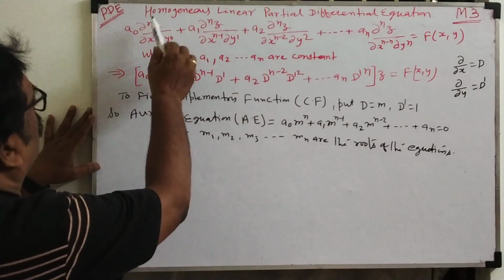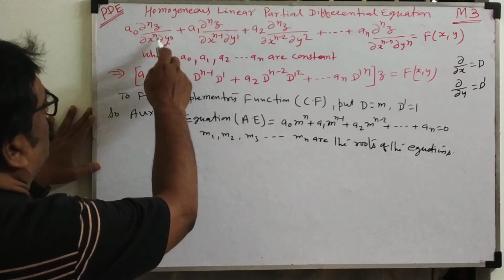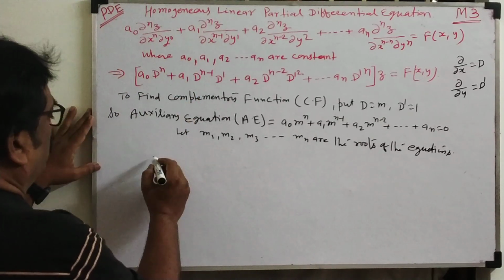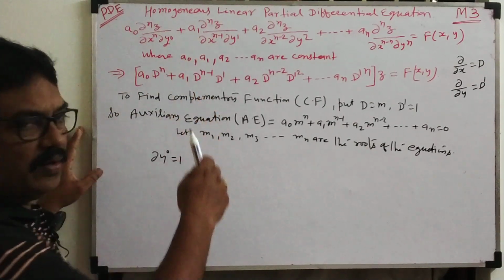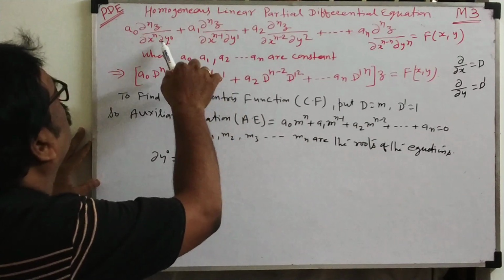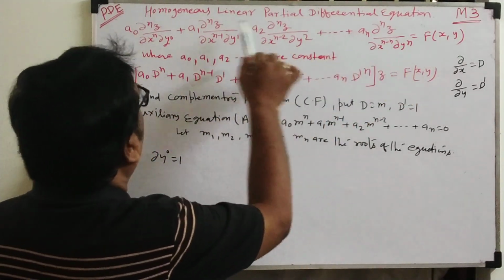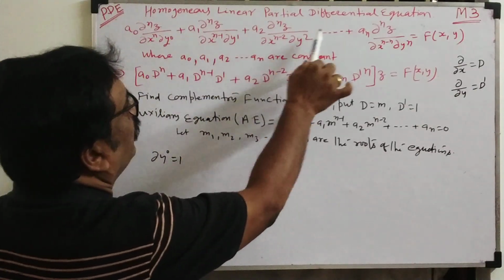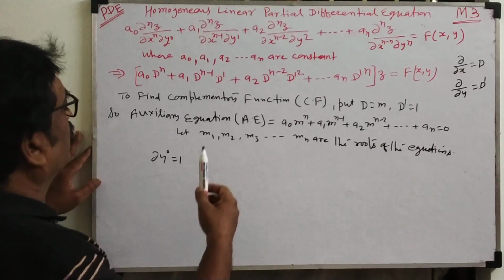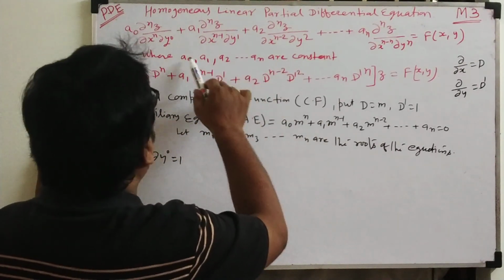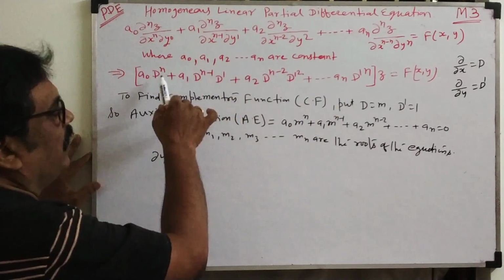A0 ∂ⁿz/∂xⁿ, ∂ⁿz/∂xⁿ⁻¹∂y... Anything power 0 is 1, okay? So just to write the linear order, I wrote this ∂y power 0, then ∂x power n minus 1 ∂y, and so on. Here a0, a1, a2, a3 ... these are the constants. Now a0, a1, a2 are the constants, okay? So now we can reduce this to this form.